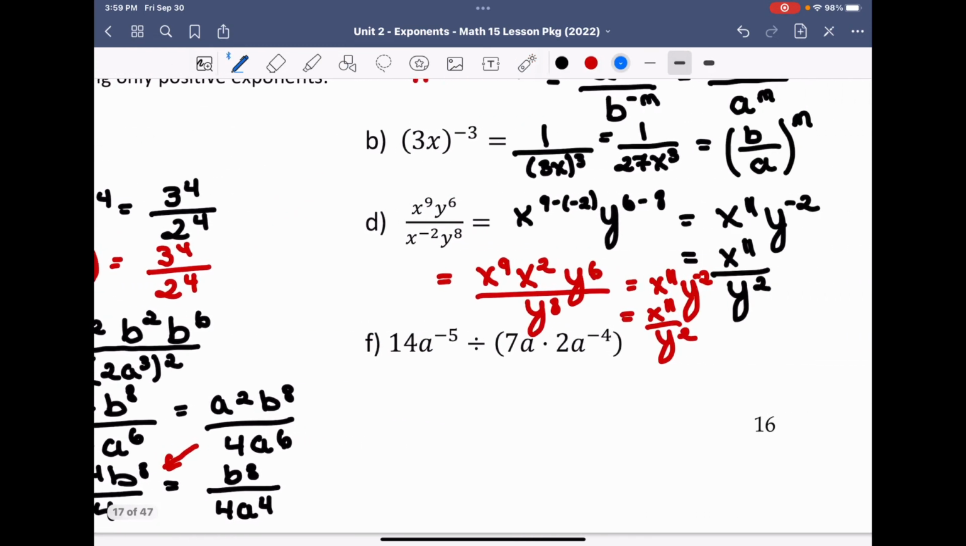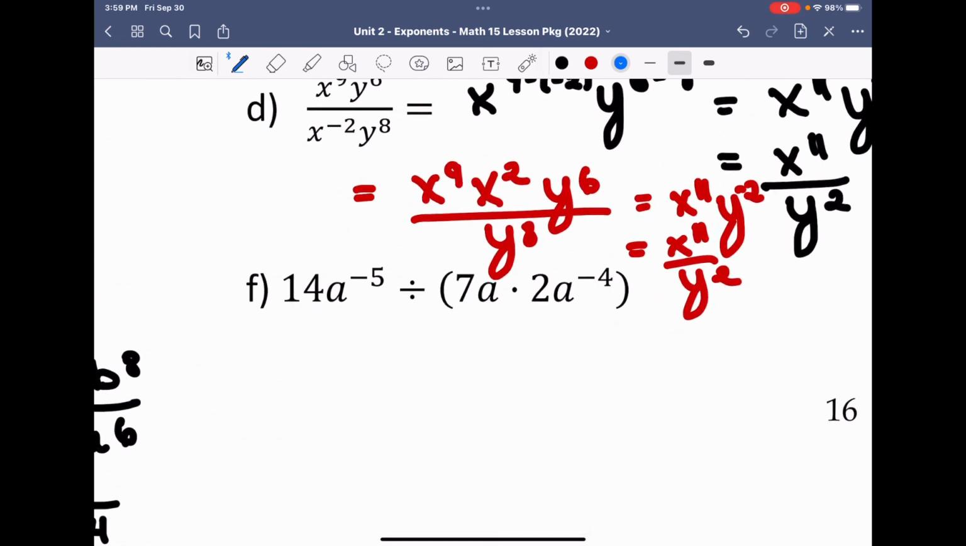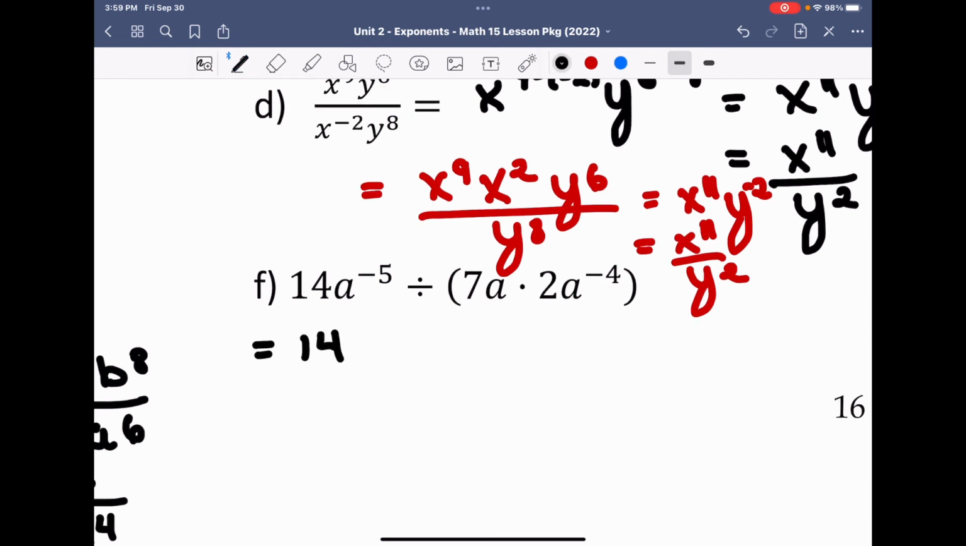All right, and then finally, we have our example F here. We have 14a to the negative 5 divided by 7a times 2a to the negative 4. Remember, our first check is always saying, if we have brackets, can we combine anything in the brackets? Well, in this case, we actually can. This is going to be equal to 14a to the negative 5 divided by 7 times 2, which is going to give me 14, a to the 1. We know this exponent is a 1 here if it's not written. A to the 1 times a to the negative 4. I keep the common base, add the exponents. 1 minus 4 gives me negative 3.